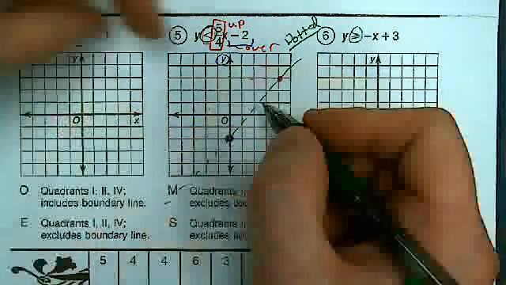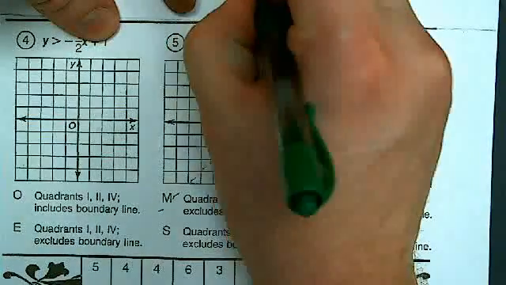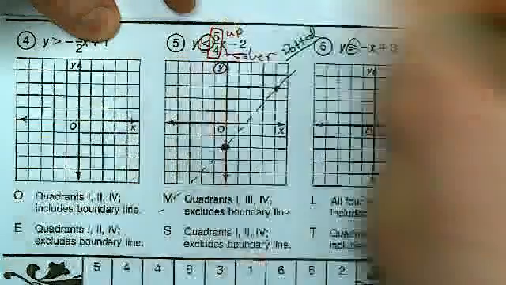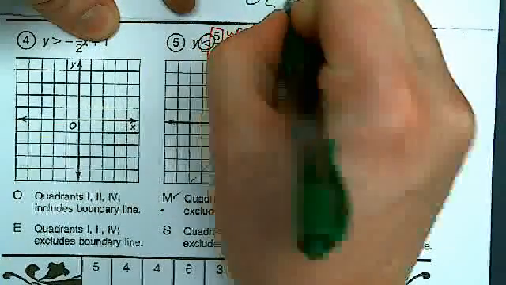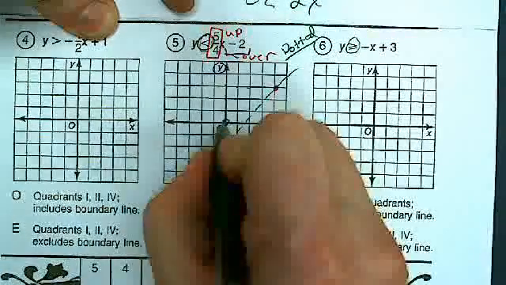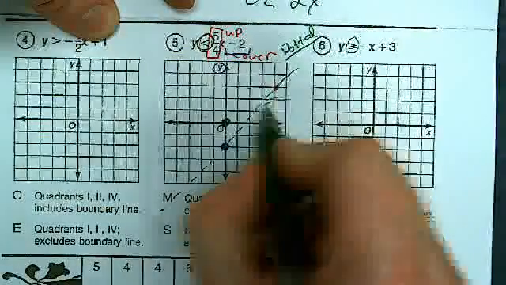Here's a question. If I plug in 0, 0, is 0 less than 5/4 times 0 minus 2? No. Is 0 less than -2? No. So since 0 is not in the solution, these must be.